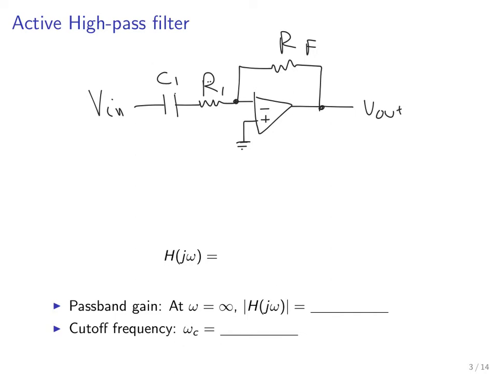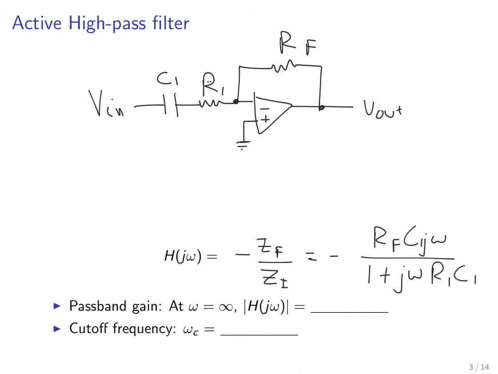Again, we can analyze this just by taking the ratio of the feedback impedance to the input impedance. I'll write that explicitly here, we take ZF divided by ZI, and if we substitute the series combination of R1 and C1 for the input impedance, and RF for the feedback impedance, and rearrange a little bit, we can arrive at a relatively simple expression: minus RF C1 times j omega divided by 1 plus j omega R1 C1.